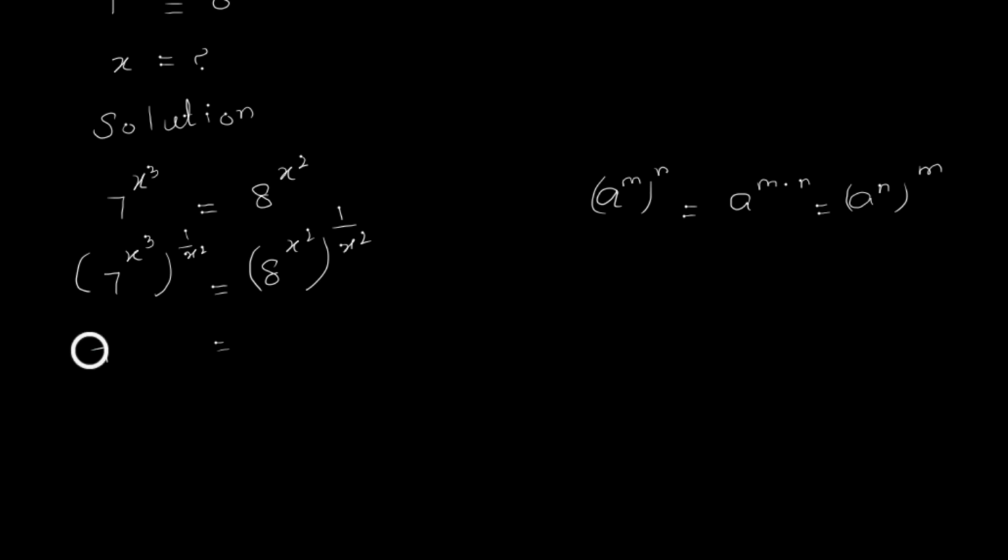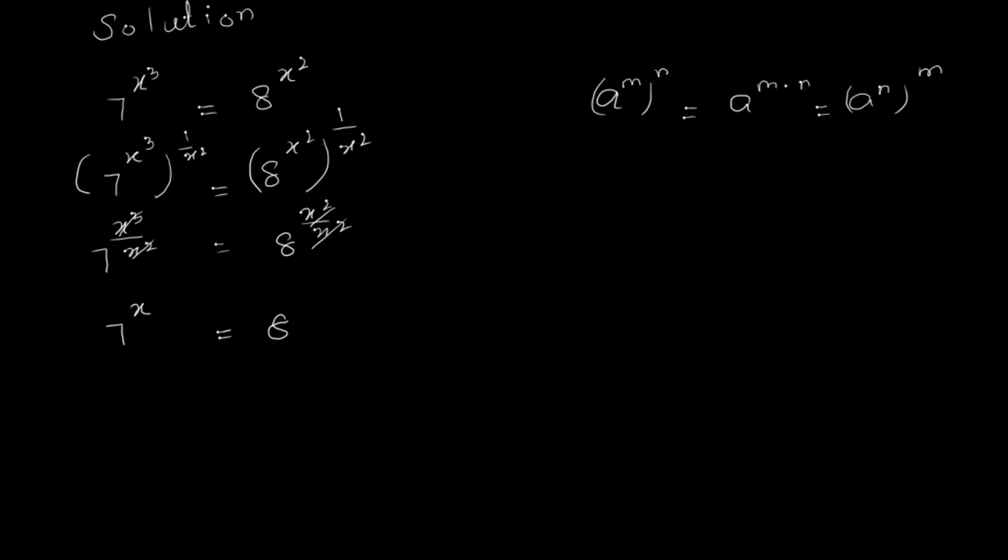It can be written as 7 power x cube over x square and 8 raised to the power x square over x square. Here these are cancelled, and 7 power x cube divided by x square will be equal to x, so 7 power x is equal to 8.